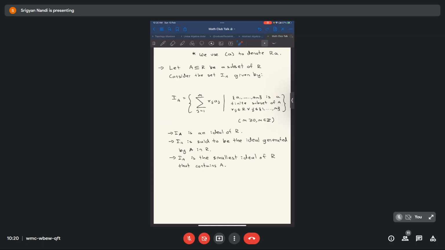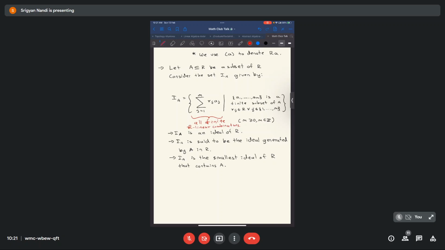So we talk about the ideal generated by a certain arbitrary subset of a ring. If capital A is any arbitrary subset of R, then we consider the set I_A given by all finite R-linear combinations of elements of A. That means we take finitely many elements at a time from the arbitrary set A, and we calculate their R-linear combinations. So this is all finite R-linear combinations.